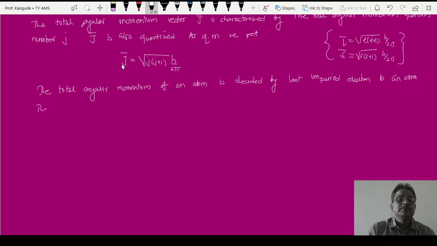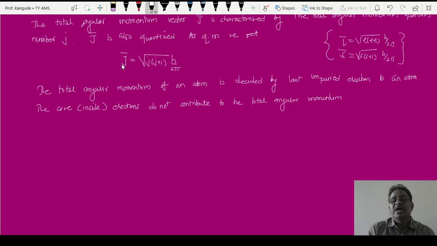The core or inside electrons do not contribute to the total angular momentum. So this is the characteristic of that particular element, which is decided by the last unpaired electron, and the core inside does not give any contribution to this total angular momentum, that is J bar. It doesn't give any contribution.